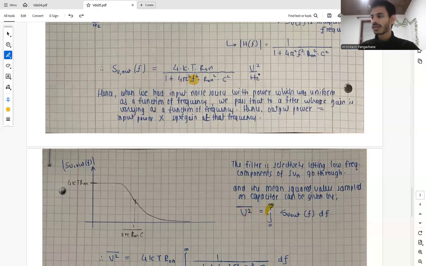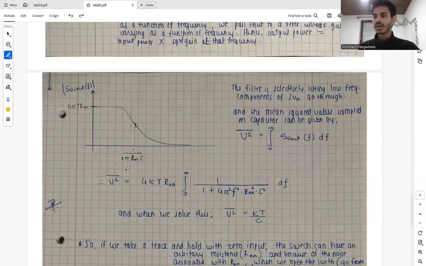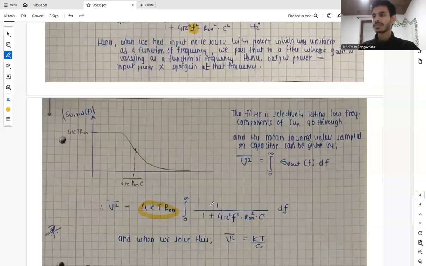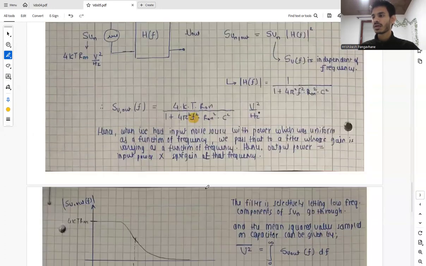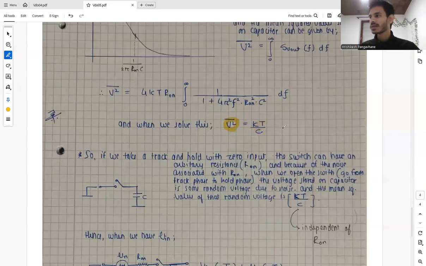V squared, which is nothing but the integral of the output spectral density df. So when we integrate in order to get the mean squared value of the sampled voltage on the capacitor, and when we solve this integration, we get our mean squared value to be kT by C, and surprisingly it is again independent of R. So how is this independent of R?